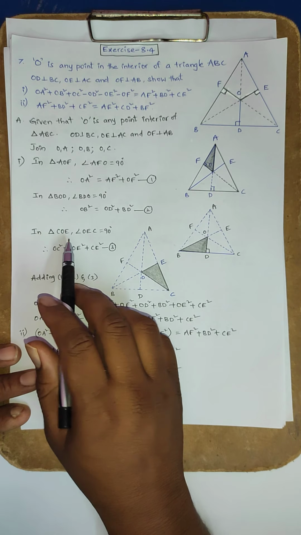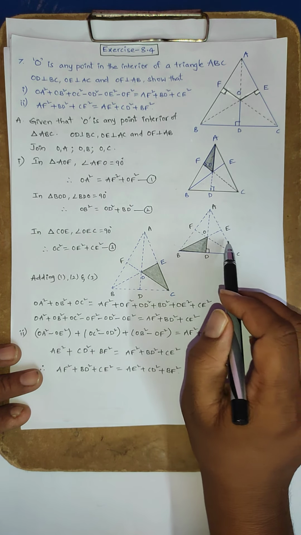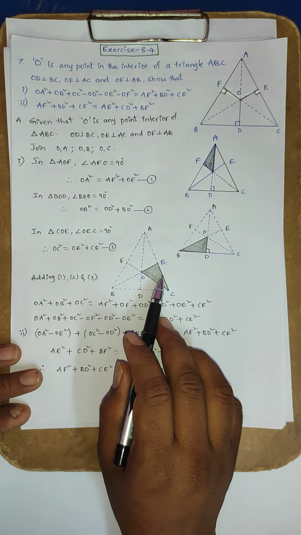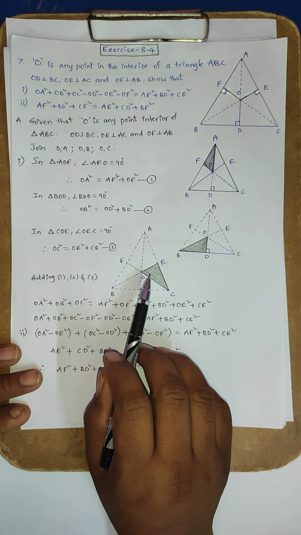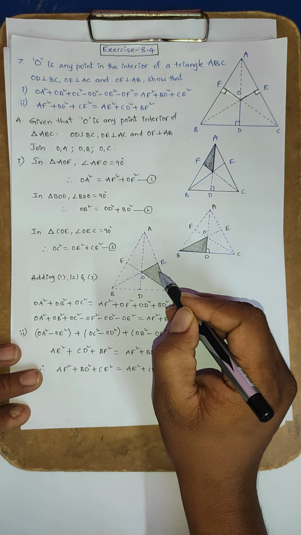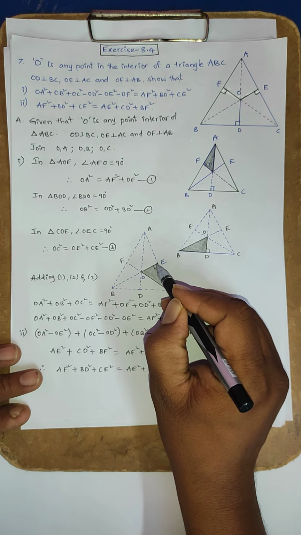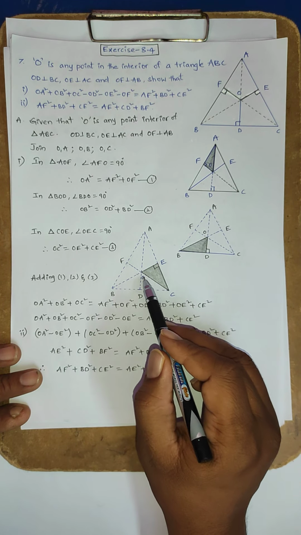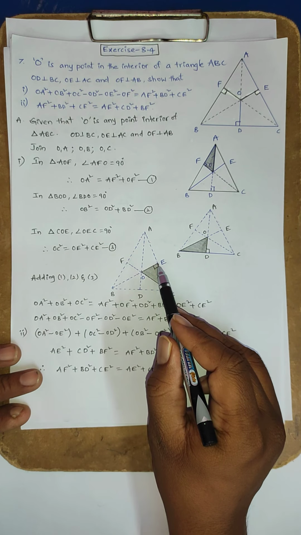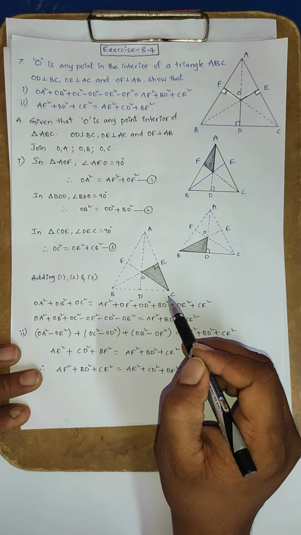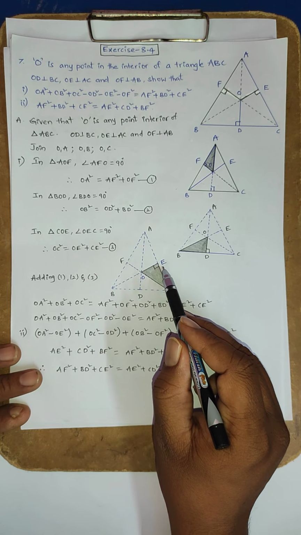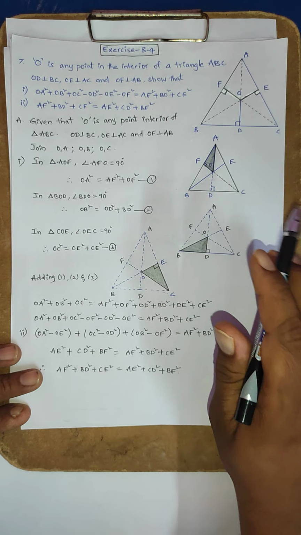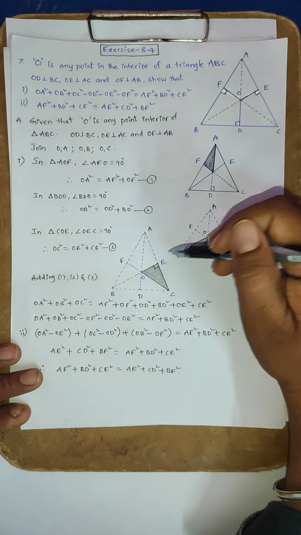In triangle COE, this time this side triangle COE, I colored here for our understanding sake. Here right angle at E, 90 degrees. OEC is 90 degrees. Hypotenuse, base side, perpendicular side. OC square is equal to OE square plus CE square. These are the 1, 2, 3 equations we found using the 3 parts of triangles.